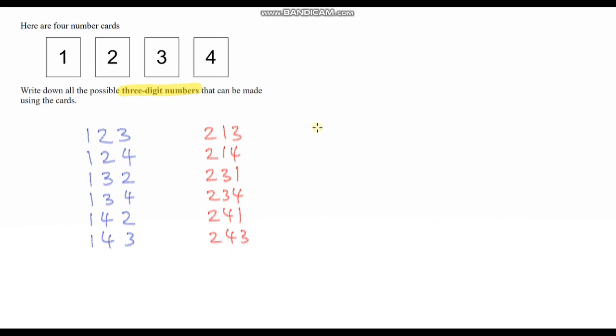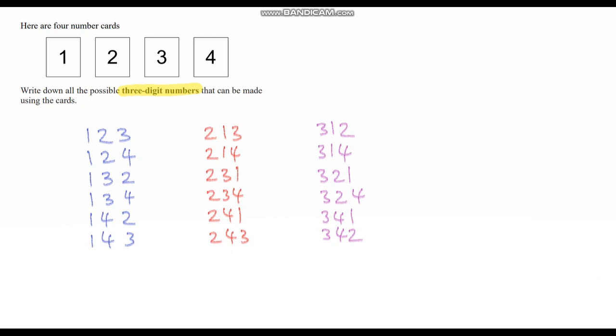So let's use fuchsia for this one. 312, 314. Now the 20s, 321, 324. Now the 30s, not the 30s, the 40s I should say. 341, 342. Finally, let's do the 400s, and I think I'm going to use sort of this mango colour.